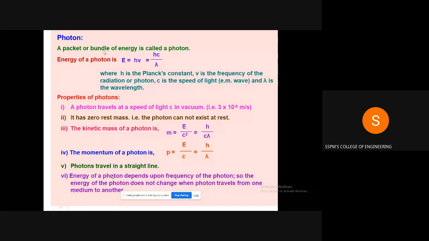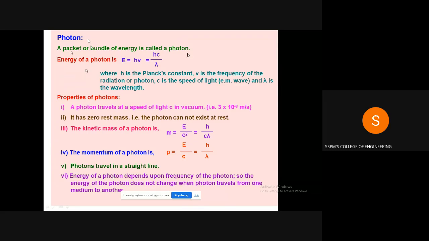What is a photon? We have said that matter is available in four different forms. Radiations also have different forms of energy. Radiation is a stream of photons. A packet or bundle of energy is called a photon. The energy of a photon is E equals h nu, which equals hc upon lambda.